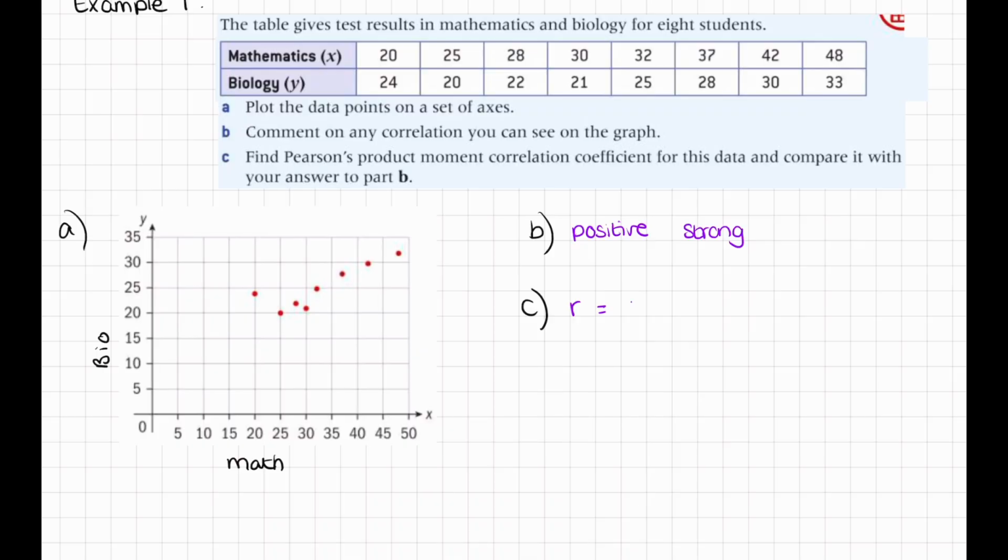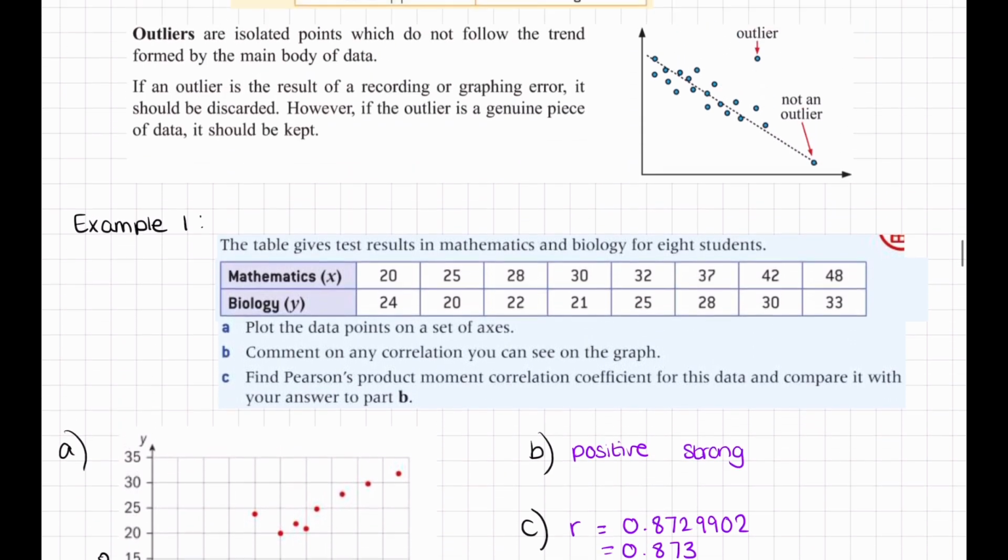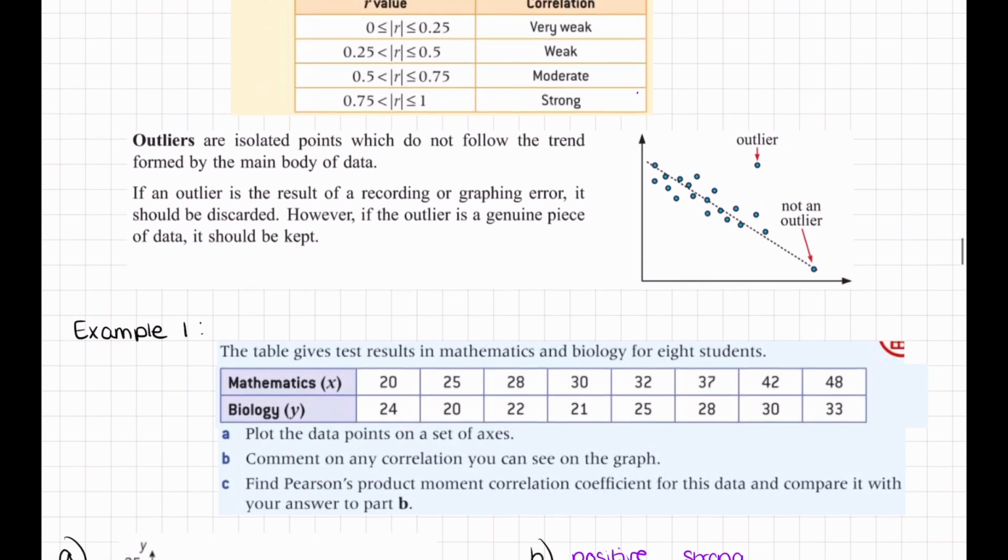Just going to write our R value in here that we've found, which was 0.8729902. And if we round that to 3 significant figures, we get 0.873. And we can see there it is 0.873. If we go back up to this quick table here, we see it falls into this last bracket, and therefore it is classed as a strong correlation.